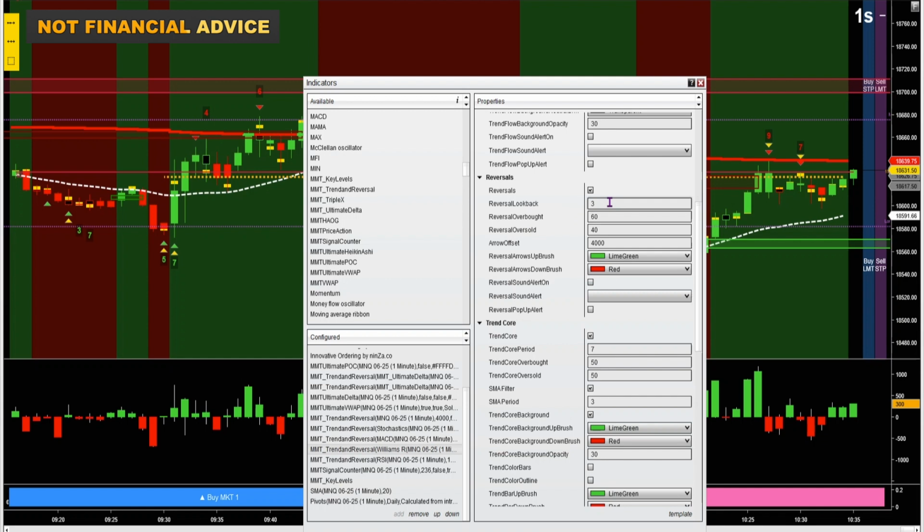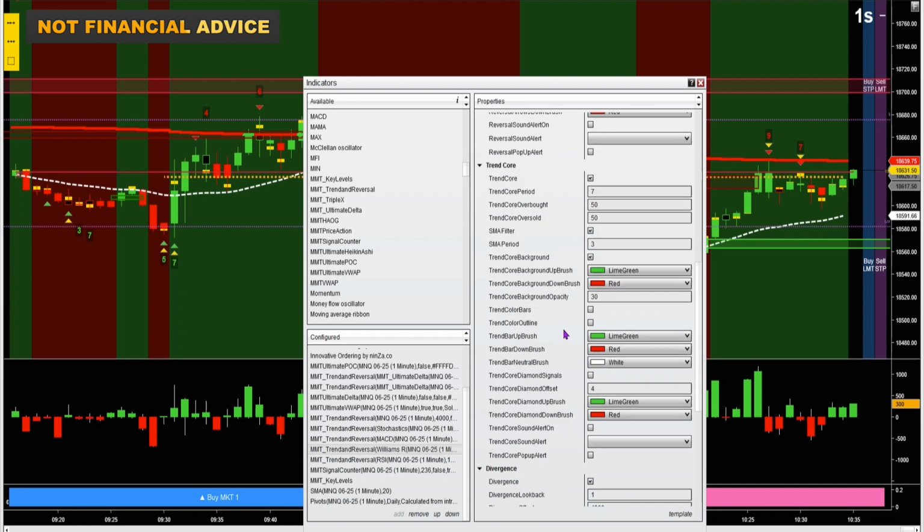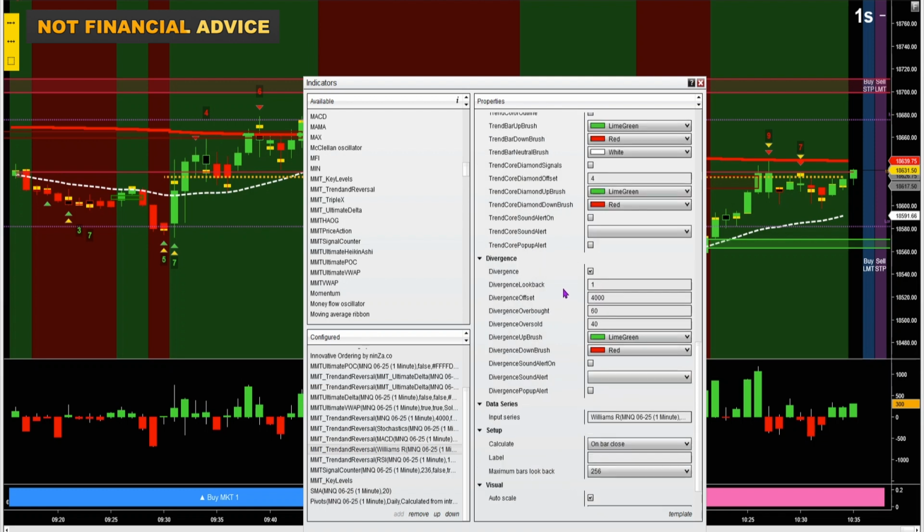Look back period of 3 for the reversals, 60 and 40 for overbought and oversold. I've got the wide offsets for the markers, so they are off the charts. Divergence is a look back of 1, overbought, oversold of 60 and 40, again with the wide offset. Then I've got 4 other instances with the same settings for the reversals and the divergence. The Williams is the only one that I'm using for the background color.